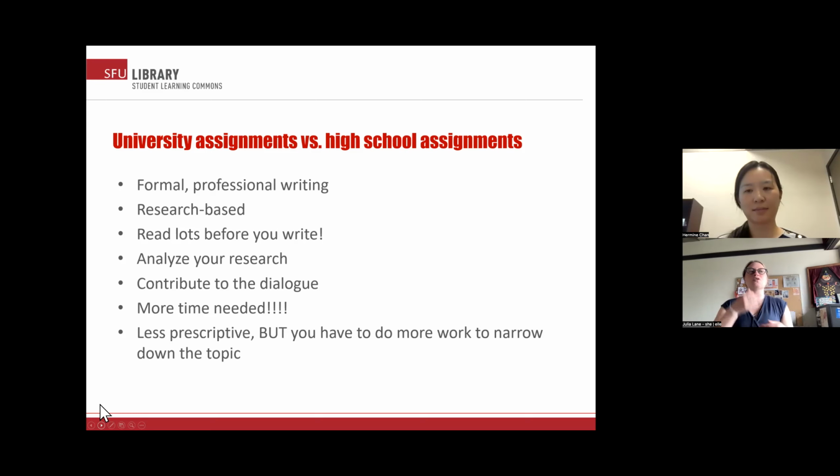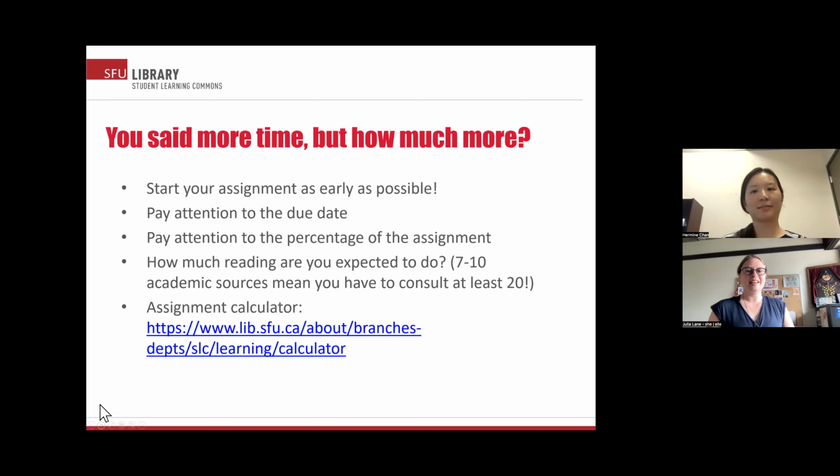So even before you get into doing your research and your writing, there can be some early steps of narrowing down to something more manageable that you're going to write about. If you can move ahead to the next slide, Hermine, thank you. So I've just been saying you need more time, but how much more time?